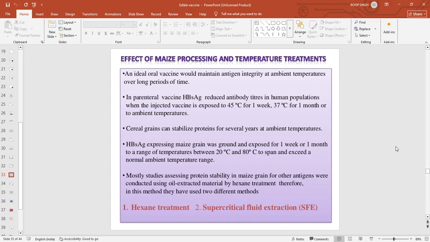This particular group then studied the effect of temperature on the vaccine. An ideal oral vaccine would maintain antigen integrity at ambient temperature over a long period of time, so it should not get degraded fast. With parenteral vaccine, HBsAg reduced antibody titer in the human population when the injected vaccine is exposed to 45 degrees for one week, 37 degrees for 1 month, or to ambient temperature. So the earlier vaccines were not very stable. When they were exposed to 45 degrees for 1 week, they lost their activity.